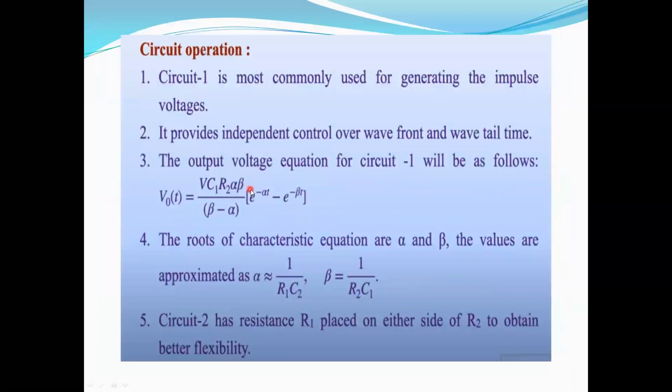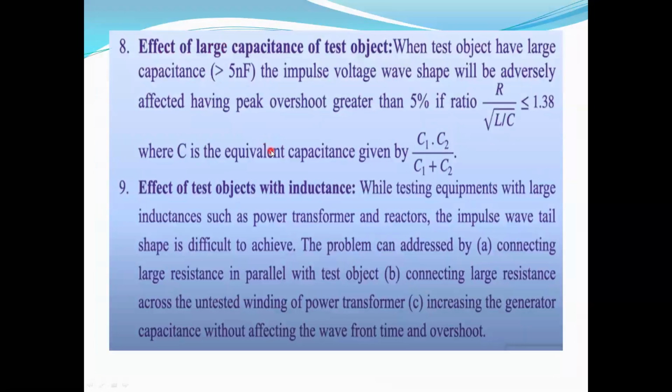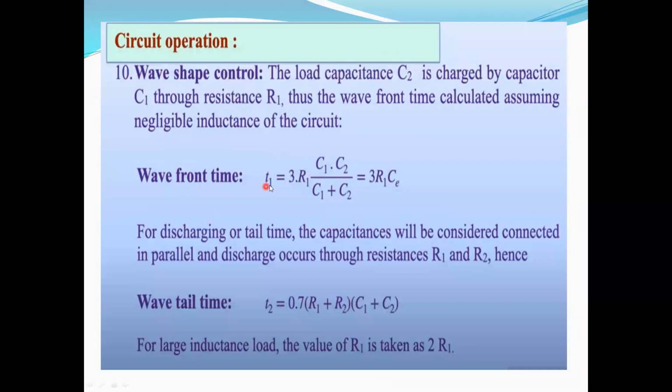So, consider the circuit. Here capacitance C2 is charged by C1 through R1, R2. By using this circuit, you charge the capacitor C2. So the wave front time T1 is equal to 3 times R1 into C1C2 by C1 plus C2, that is 3 into R1 into the equivalent capacitance. For discharging or tail time, the capacitances are considered connected in parallel and discharge occurs through resistors R1 and R2. So the wave tail time T2 is equal to 0.7 into R1 plus R2 into C1 plus C2.